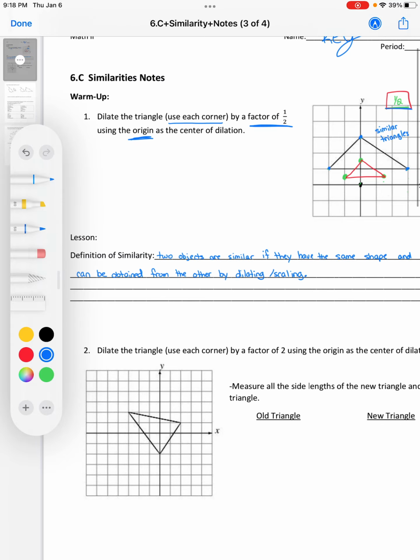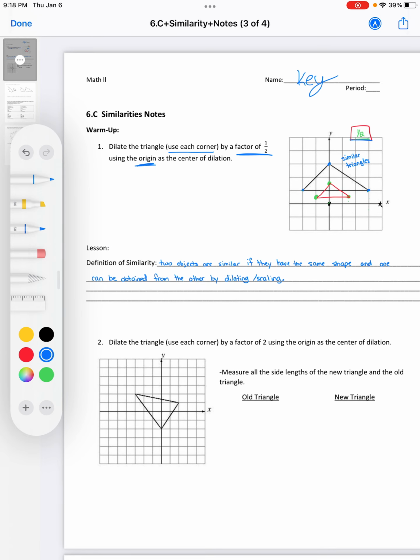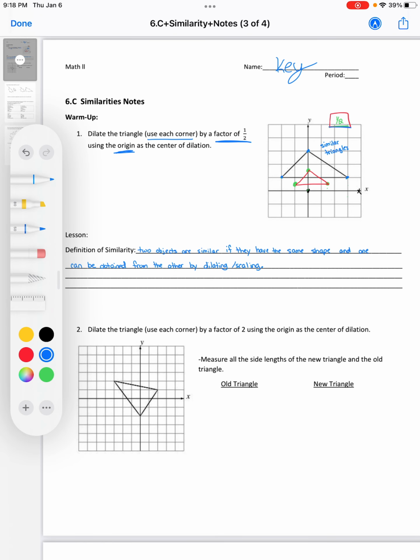So let me zoom out so you can see it. So two objects are similar if they have the same shape, and one can be obtained from the other by dilating or scaling. So, like those two triangles, one was just shrunk. It was scaled down by 1/2. Same shape, but every single side length was scaled. So let's kind of look at question 2 here.